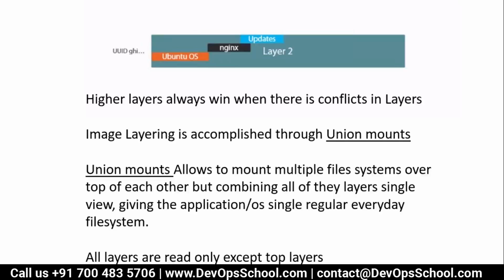So what exactly will union mount do? Union mount allows you to mount multiple file systems, multiple layers on top of each other, but combining all of the layers into a single view. So the application and the operating system think it is giving them a single regular, everyday file system. All this is magic done by union mounts. Okay, make sense?